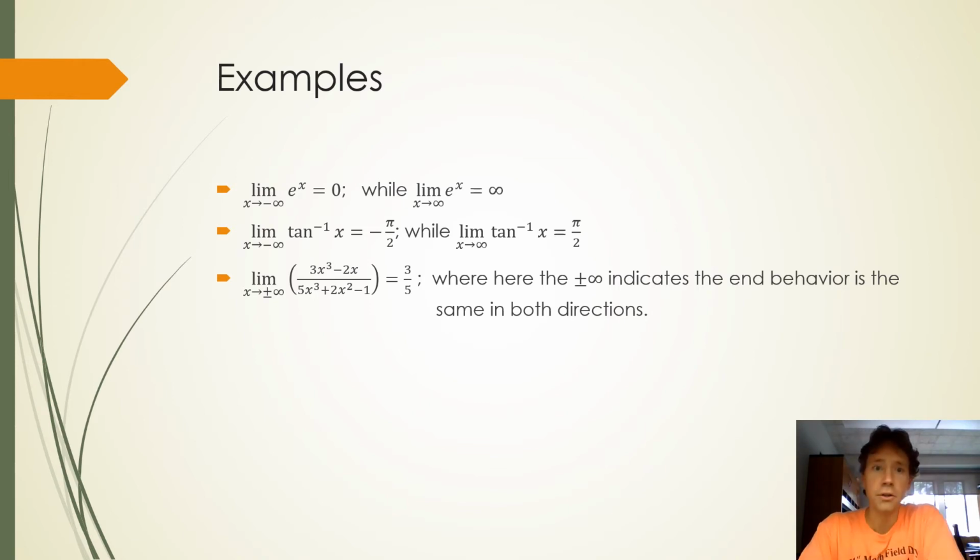For a rational function, we already know about the horizontal asymptotes. If the degree of the numerator is equal to the degree of the denominator, so cubed over cubed here, then the end behavior is a horizontal asymptote with a value equal to the ratio of the leading coefficients. So the limit as x approaches either positive or negative infinity of this rational function is 3/5. And again, it's the same in both directions.